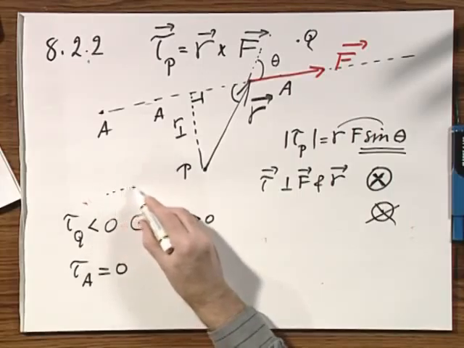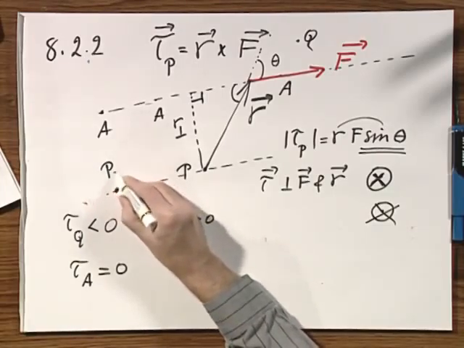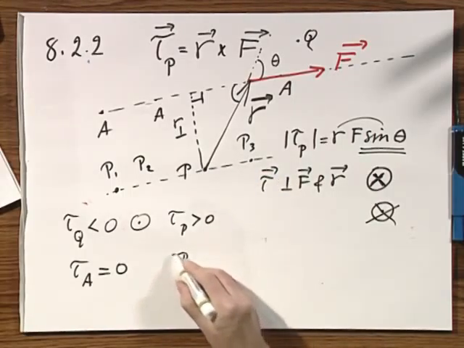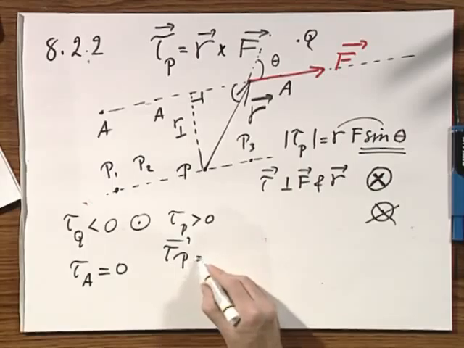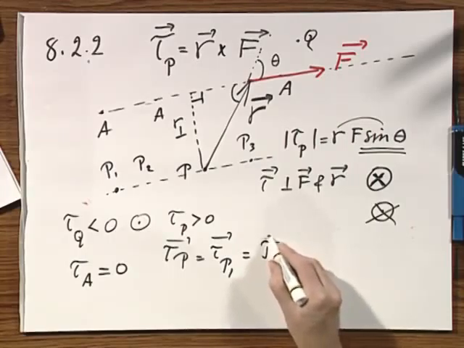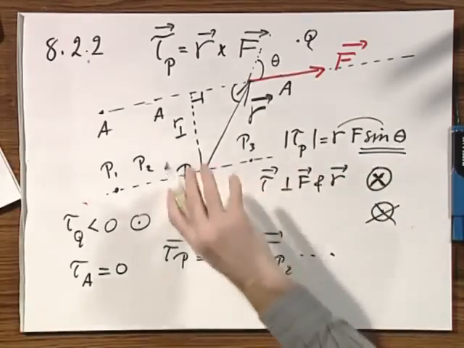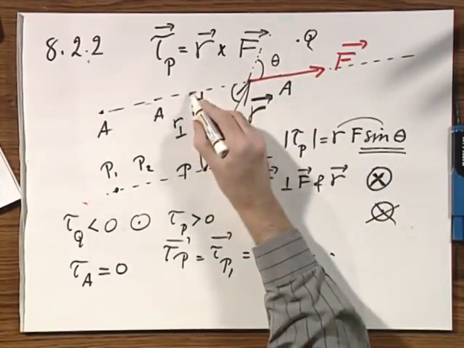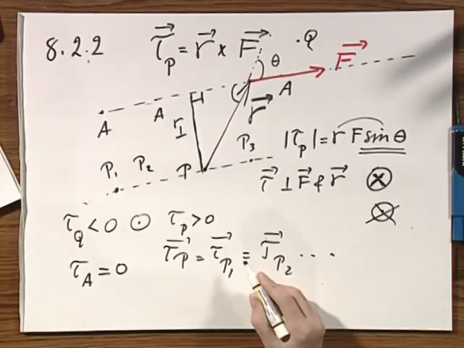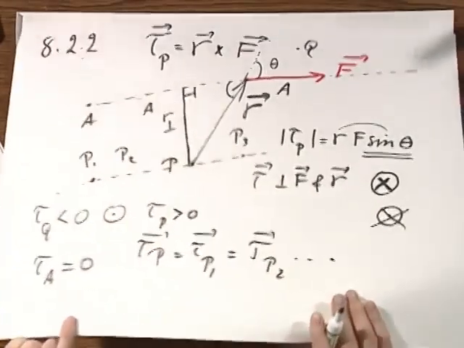If I chose a line perpendicular to F, perpendicular to this working line, and I had here a point P1 and a point P2 and a point P3, then the torque relative to point P would be the torque relative to point P1, would be the torque relative to point P2, and so on. For the simple reason that the torque is always positive, and that r perpendicular is the same for all these points. So I hope that this will help you a little bit in getting going on this problem.